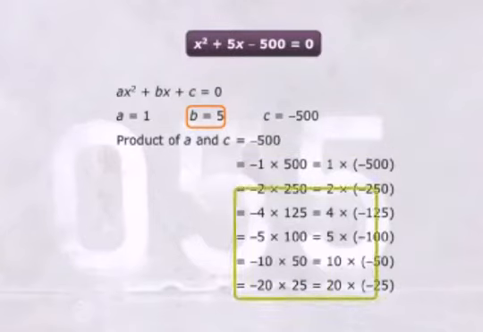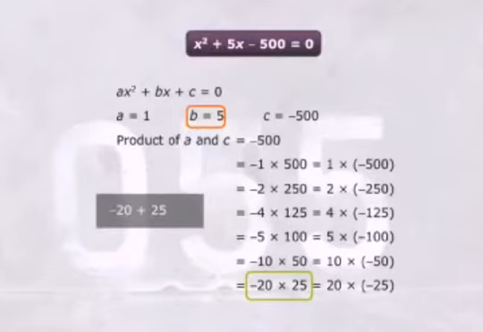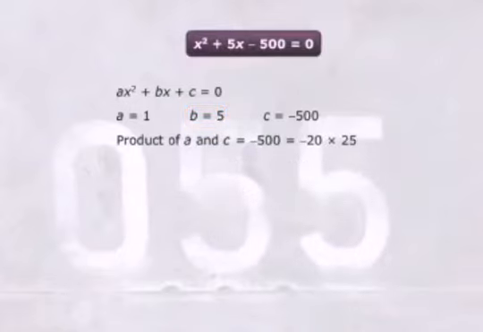Now look at this pair, minus 20 into 25. Now what is minus 20 plus 25? That of course is 5. And 5 is the value of b. This means that this is the required factor pair. So let's go back to the equation.